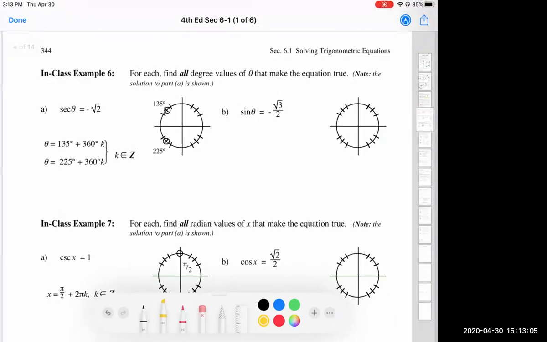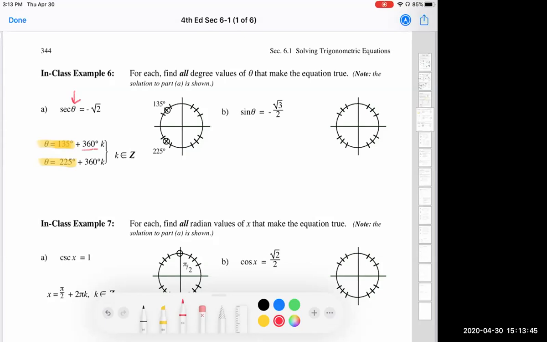Let's do in class example 6. For each, find all degree values of theta that make the equation true. Okay, so let's do A. It's kind of done for us. We see that secant theta is -2 at 135 and 225. So we have those answers written, 135 and 225, and we're going to add plus 360k, where k is in Z. Now we're adding the degree measurement because we have a theta. If we were to have an x, we would use radians.